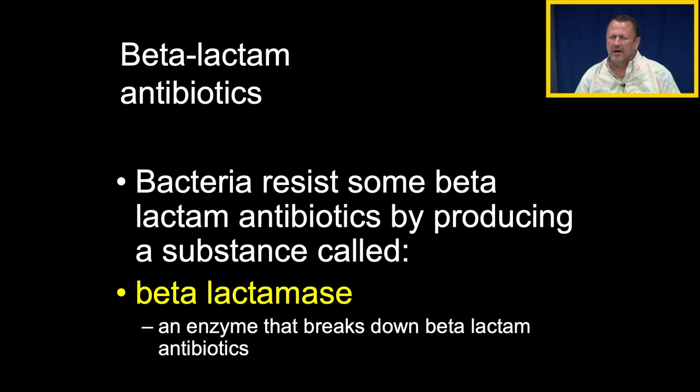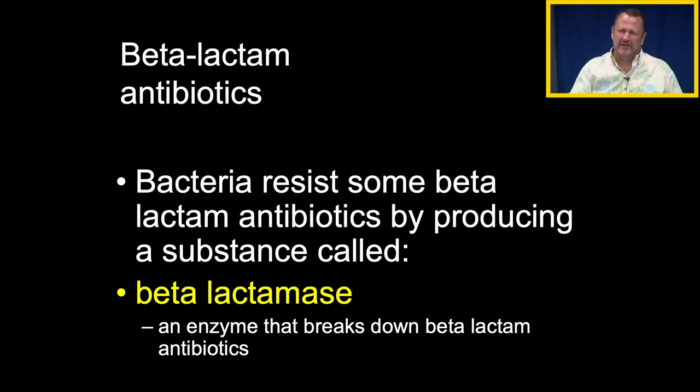Beta-lactamase is not an antibiotic. Beta-lactamase is an enzyme made by many bacteria that's going to break down the penicillin. Again, the penicillin is made by a mold as a polyketide, and so this bacteria is going to fight off that penicillin assault from the mold by releasing an enzyme called beta-lactamase to destroy the penicillin.